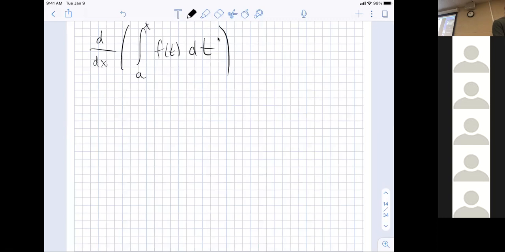Well, let's pretend that I know an antiderivative of little f. Okay? Let's say capital F of t is an antiderivative of little f of t. What does that mean? Who can tell me what that means again?